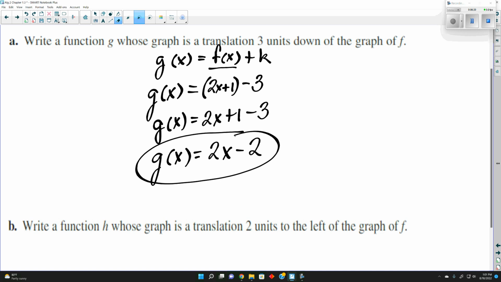And that's it. So really working with this general form, g of x equals f of x plus k, it's helping us set up how the transformation is going to affect it, and then we can simplify it. And that's it. Questions on this here? You ready for the next one?